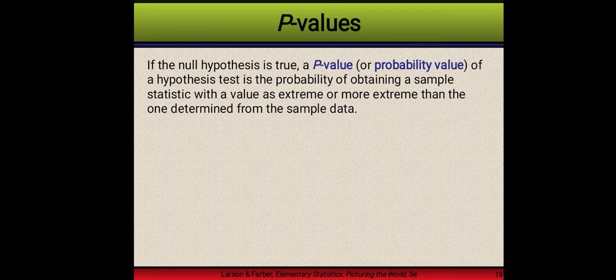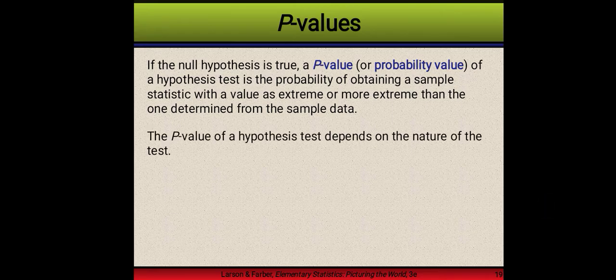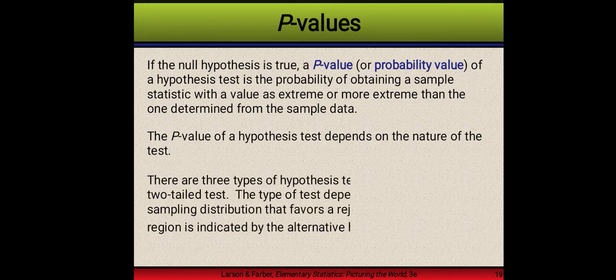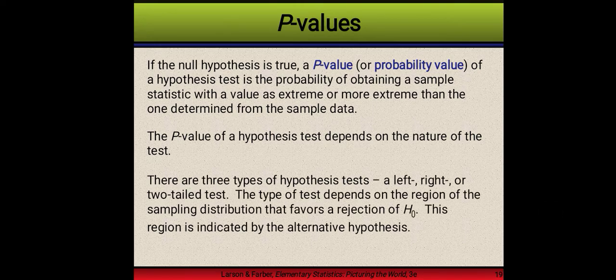If the null hypothesis is true, a p-value, or probability value, of the hypothesis test is the probability of obtaining a sample statistic with a value as extreme or more extreme than the one determined from the sample data. The p-value of a hypothesis test depends on the nature of the test. There are 3 types of hypothesis test: a left, right, or two-tailed test. The type of test depends on the region of the sampling distribution that favors a rejection of H sub 0, or the null hypothesis. This region is indicated by the alternative hypothesis.